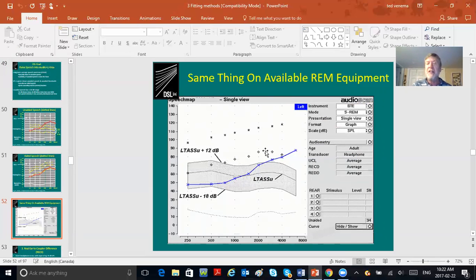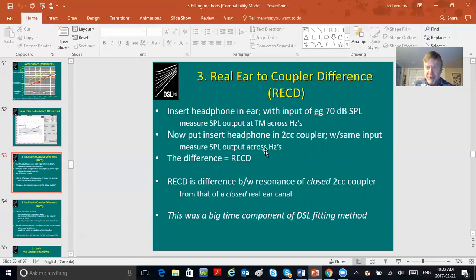And that's how DSL changed everything. Real ear to coupler difference was another thing about DSL. First, they flipped the audiogram right side up. They plotted things in dB SPL. So now hearing aids and hearing loss are reading the same thing in the same language. And the third big thing was transforms, real ear to coupler difference.